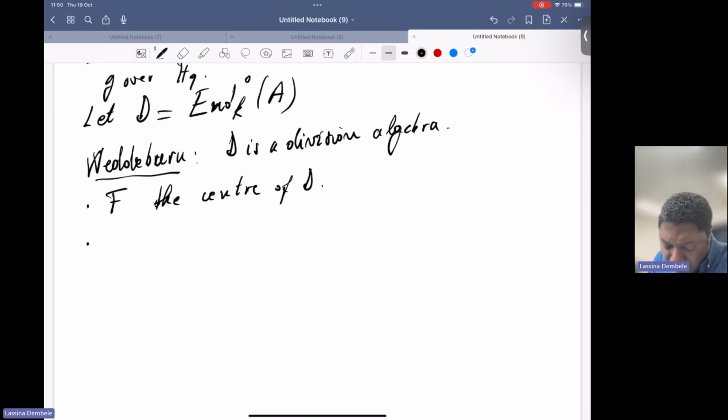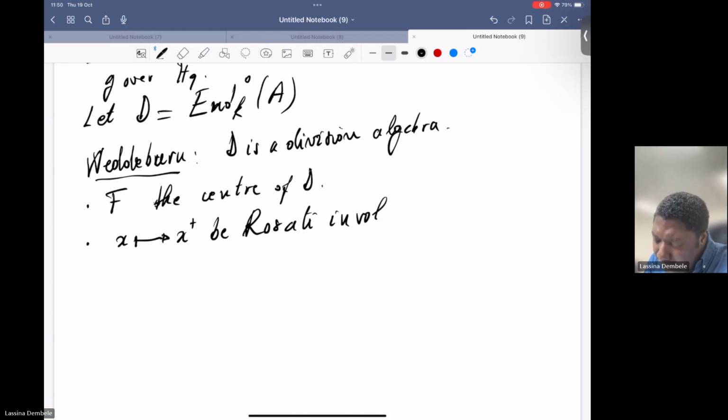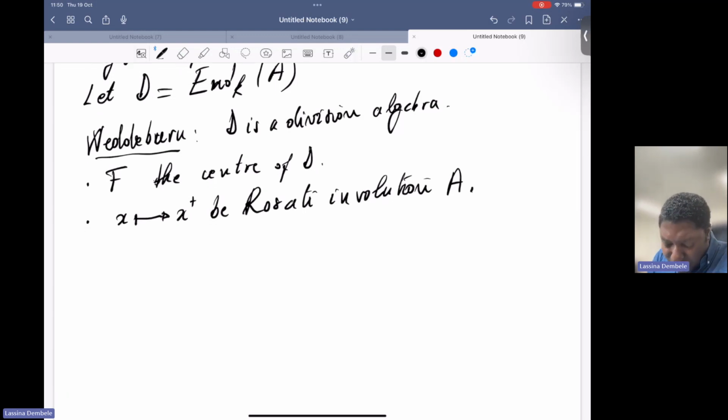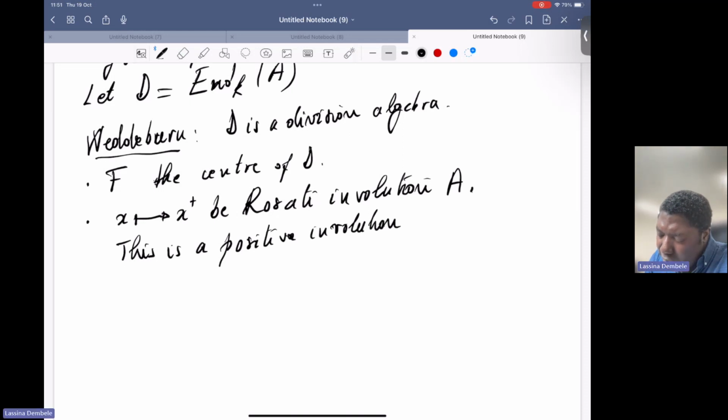Now, we are going to let x to x dagger be the Rosati involution on our abelian variety A. And what we know about this is that this is a positive involution.